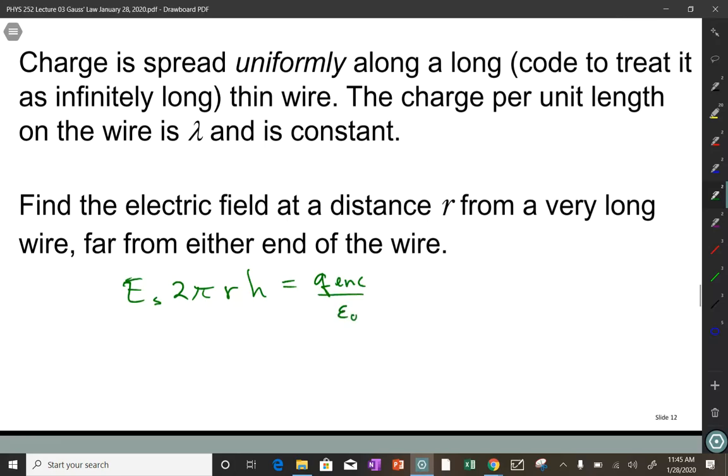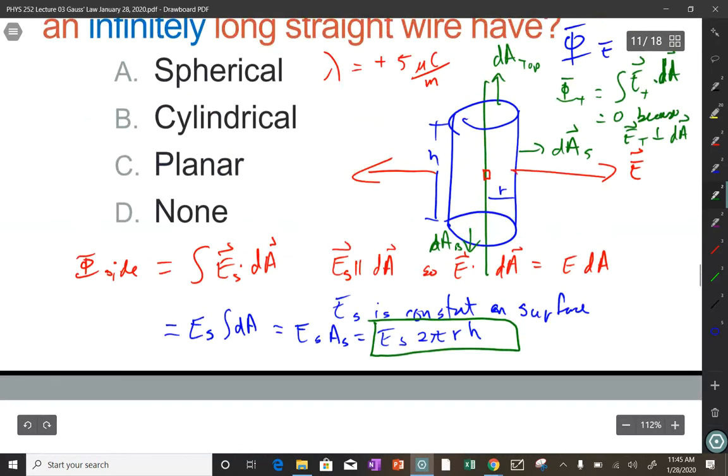Right-hand side I haven't done anything with yet. Yes, the flux is equal to that, so let me put the flux here. But if we look at the picture, if lambda is the charge per unit length, then how much charge is enclosed by my cylinder that has a height h? Lambda times h? That's it. Q enclosed is equal to lambda h.